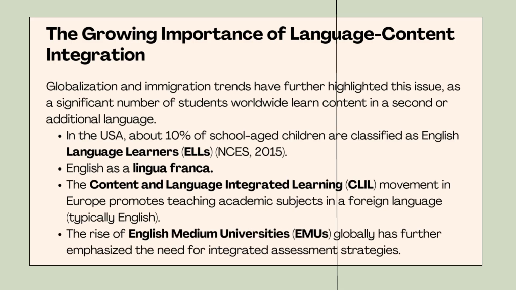The need to better understand this relationship became evident around the 1990s because of the rise of bilingual education and content-based instruction, or the CBI. So in the USA, about 10% of school-age children are classified as English language learners, and we all know that English is our lingua franca, and the content and language integrated learning, or the CLIL movement in Europe, promotes teaching academic subjects in a foreign language. So typically English becomes their second language in this case. And lastly, the rise of English medium universities, EMUs, globally has further emphasized the need for integrated assessment strategies.